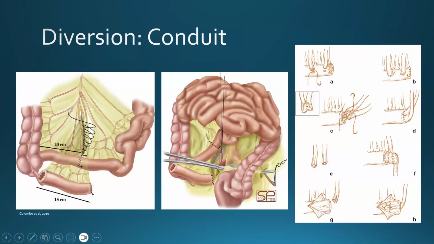And so here's how the conduit is created. There's a segment of bowel that is harvested from the ileum, and then the ureters are passed through this mesenteric window and anastomosed to that segment that acts as a conduit. There are a couple different ways of doing the anastomosis. One is a Bricker, and that's what's being depicted here in A and B. And the other is a Wallace in C and D.